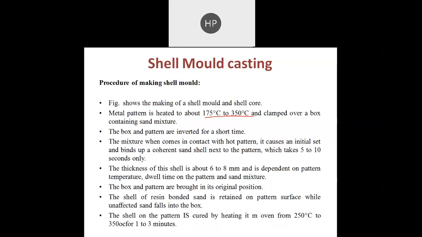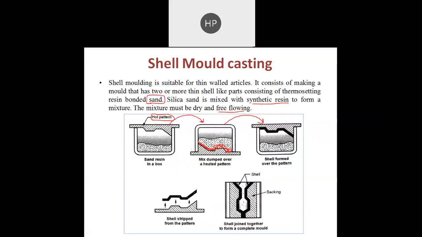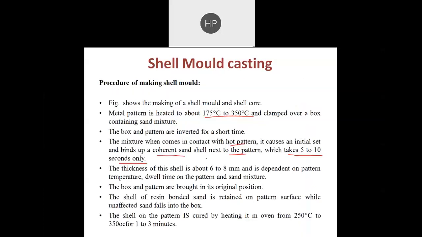Then the mixture, when it comes in contact with the hot pattern, causes an initial set and binds up the coherent sand next to the pattern, and generally it takes only 5 to 10 seconds. In this position it has to remain only 5 to 10 seconds, and the time also depends upon the temperature, the resin that we are using, and the thickness we require. It may vary, but generally this is enough time.